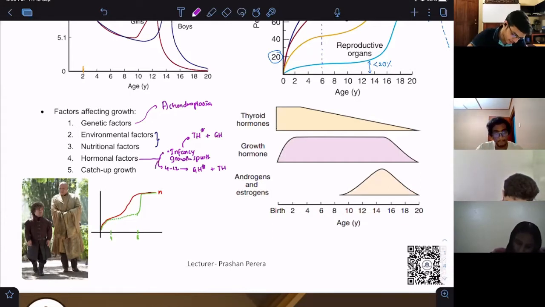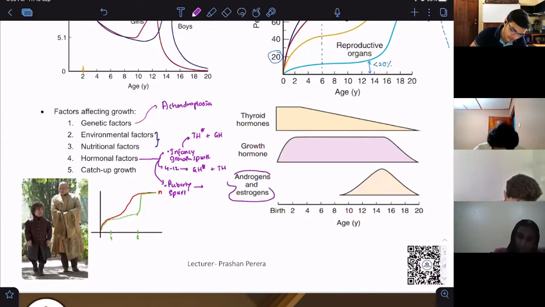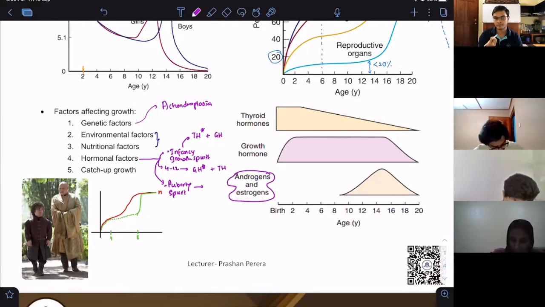Then finally, our puberty growth spurt. In the puberty spurt, who plays the major role? Androgens and estrogens. Androgens basically are testosterone and related hormones, and estrogens, they play the major role. You all can put that growth hormone also helps. Now look at this, guys.